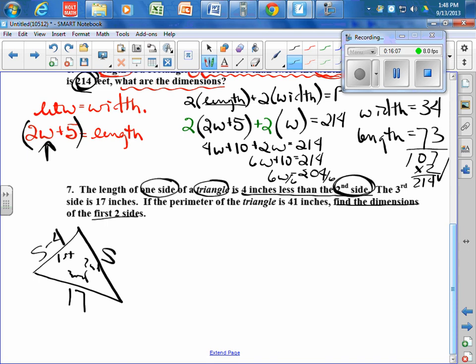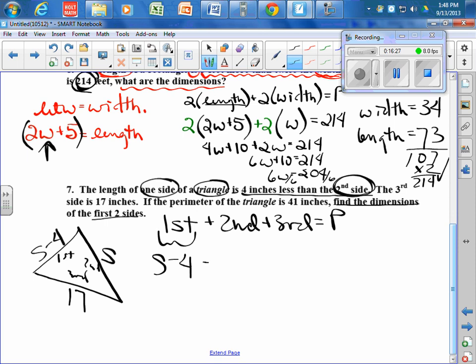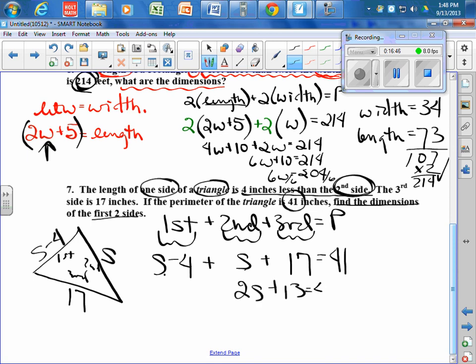Now here, because it's a triangle, I add up all three sides. So in other words, isn't it safe to say that we're going to take the first side plus the second side plus the third side, and that's our perimeter? So what are we calling the first side? Well, we got S minus 4 over there. Plus, what are we calling the second side? Well, it's just S. And the third side, what do we have for it? Well, it's 17. And that's all going to equal what? 41. S plus S is 2S. Negative 4 plus 17 is 13, is equal to 41.